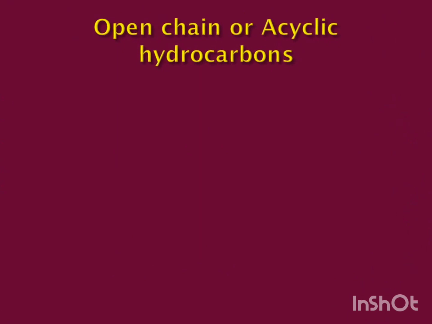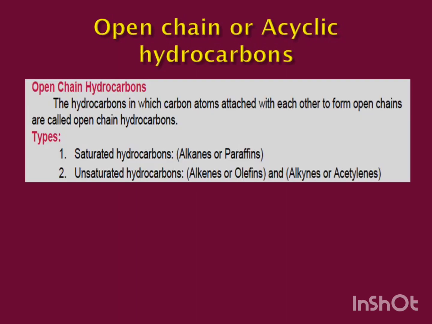The first classification of hydrocarbons is open chain, which are also called acyclic hydrocarbons. They are defined as hydrocarbons in which carbon atoms are attached with each other to form open chains. That is why they are called open chain hydrocarbons. They are classified into saturated hydrocarbons, which are called alkanes or paraffins, and unsaturated hydrocarbons, which are called alkenes or olefins, and alkynes or acetylenes.